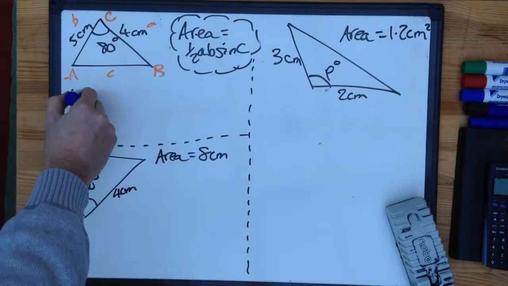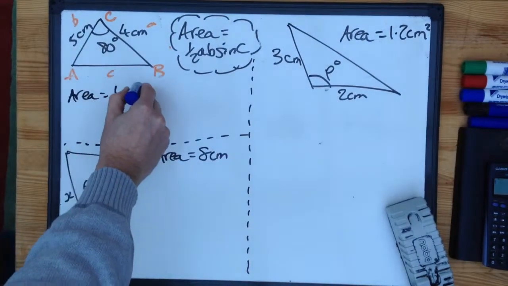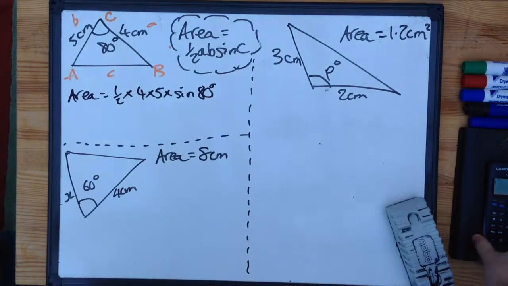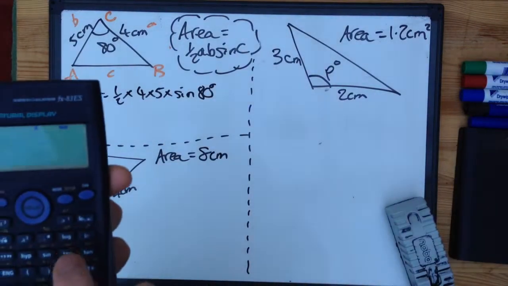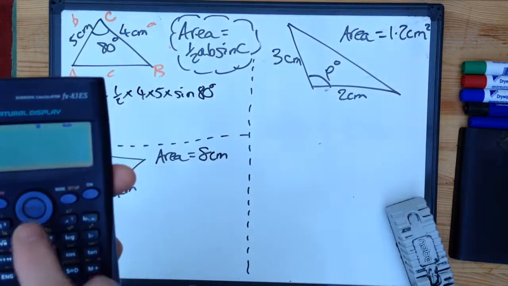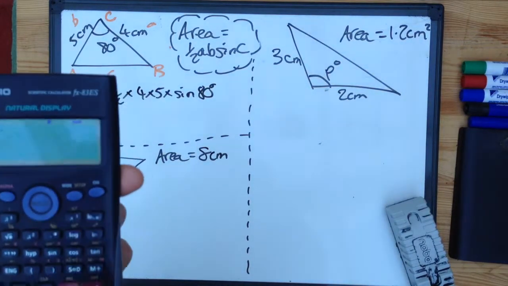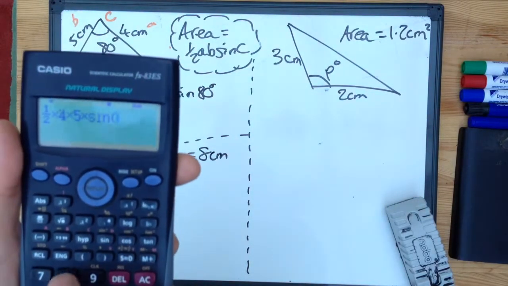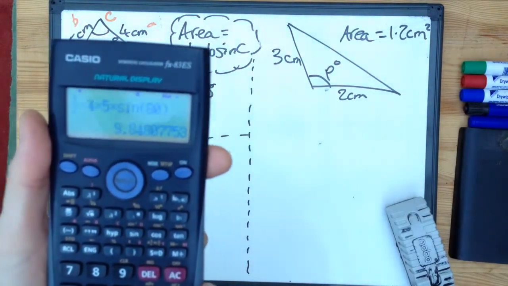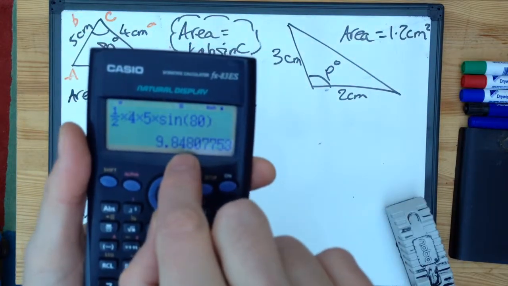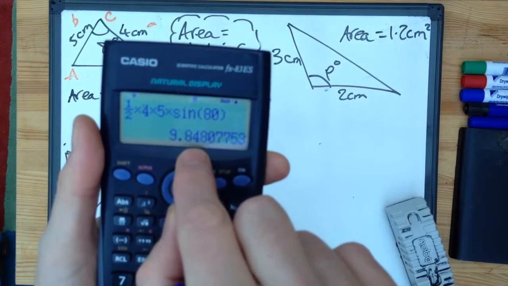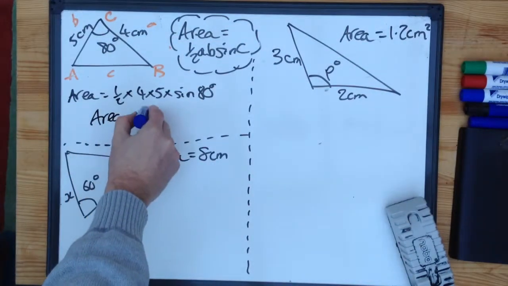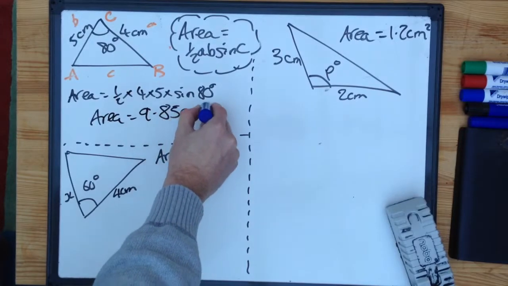So area is equal to a half times A, which is 4, times B, which is 5, times sine of 80. Get our trusty calculator, turn it on, and we've got a half times 4 times 5 times sine 80. Close the bracket there, equals, again if we want 3 sig fig, the 4 is a third sig fig, the 8 after it rounds that to 5, so it's 9.85, and don't forget the units, throwing away a mark if you don't put those down, centimetres squared.